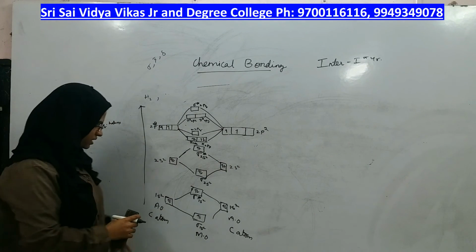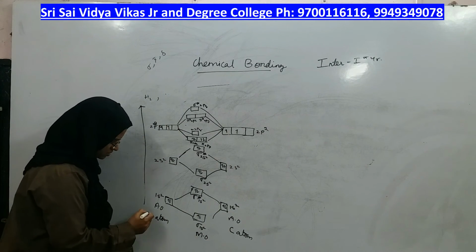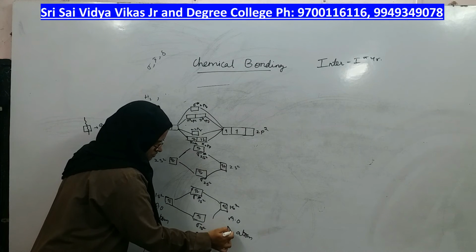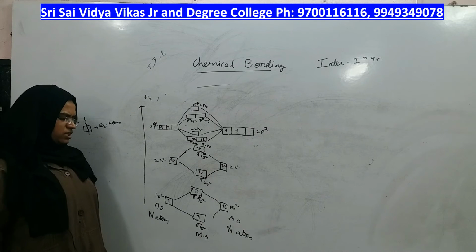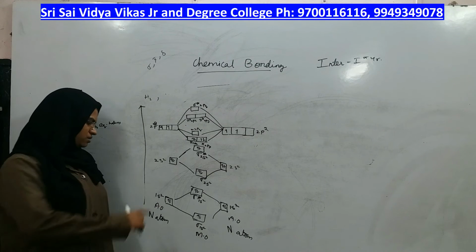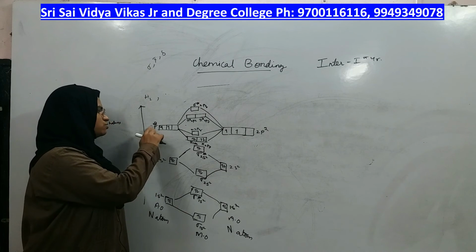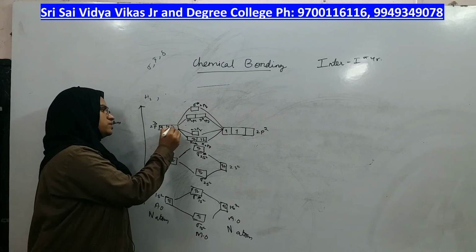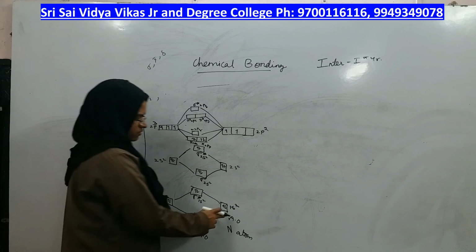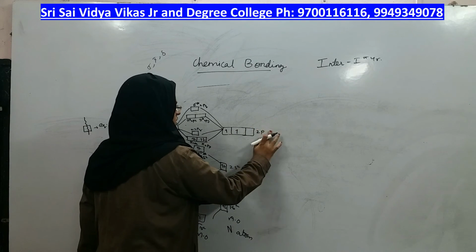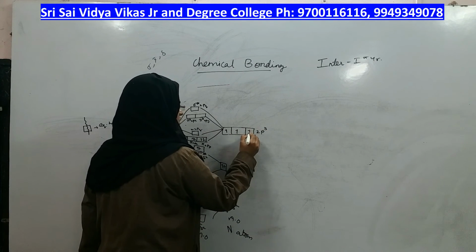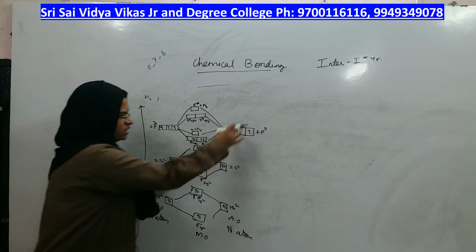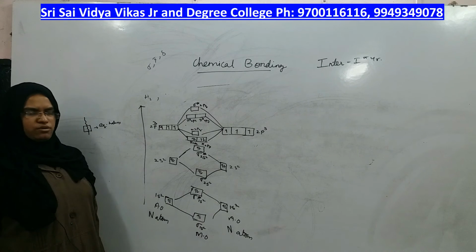What is the next atom? Next atom is nitrogen atom. What is the electronic configuration of nitrogen atom? 1s2, 2s2, 2p3. I will make the changes here by writing 2p3. Now these are atomic orbitals of nitrogen.